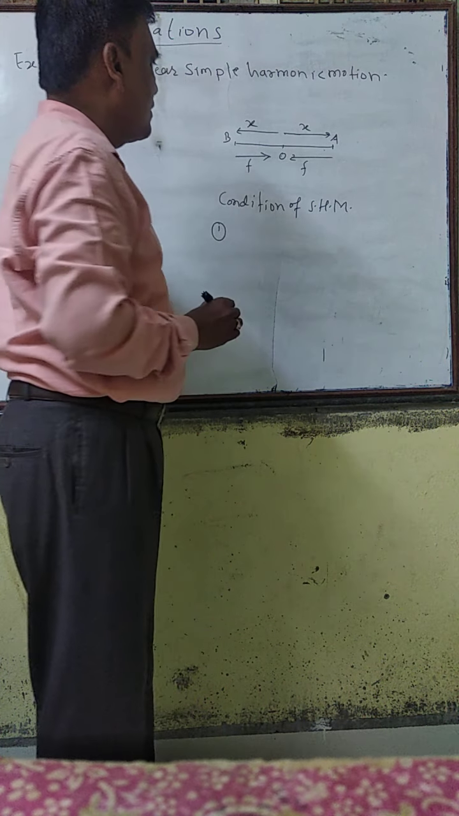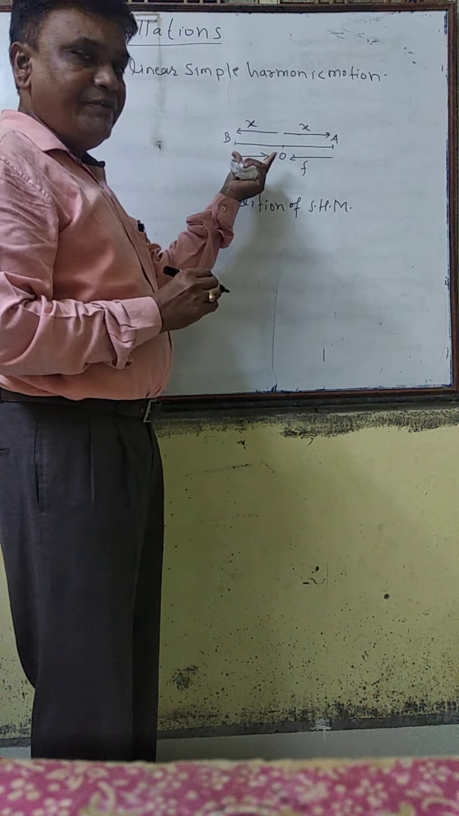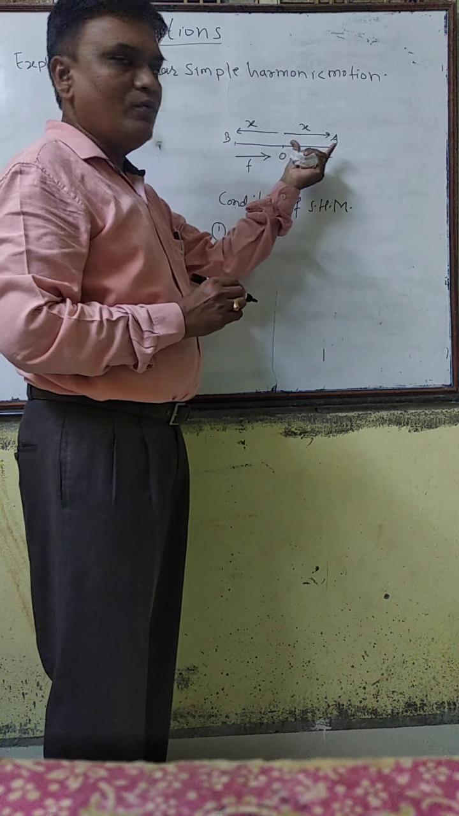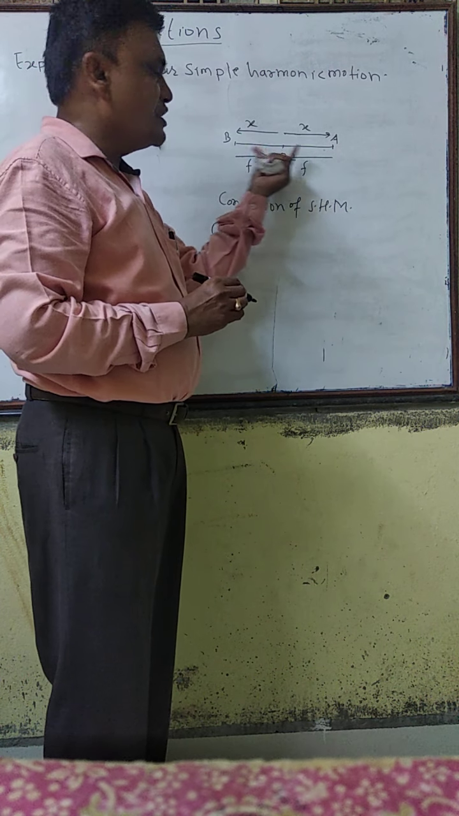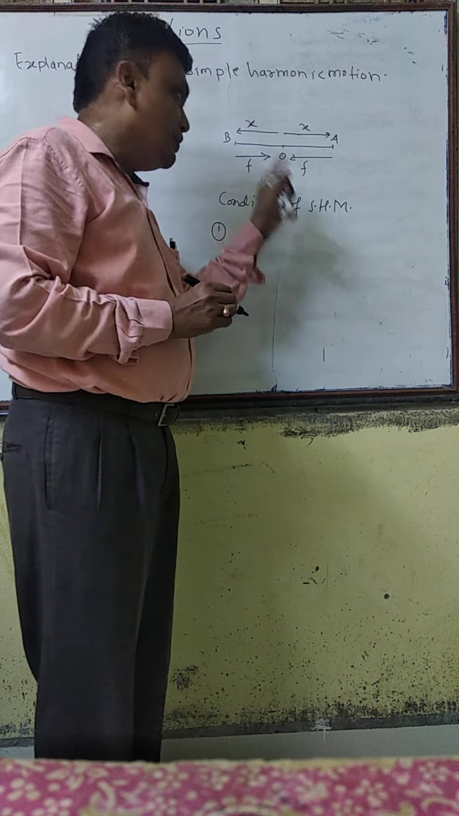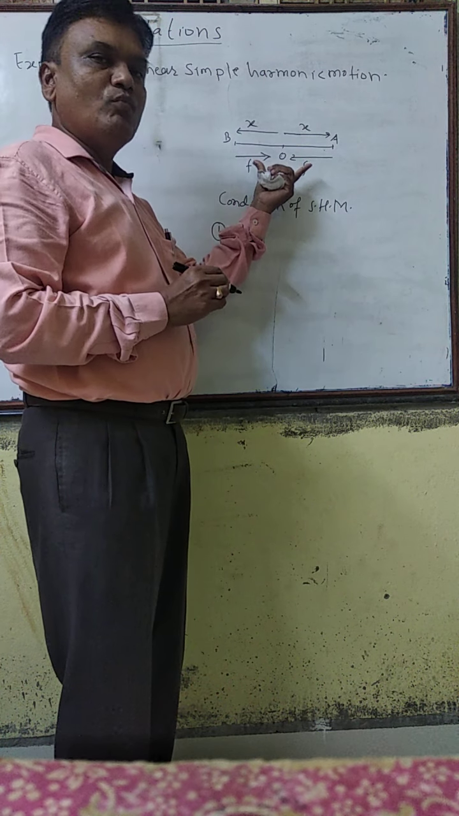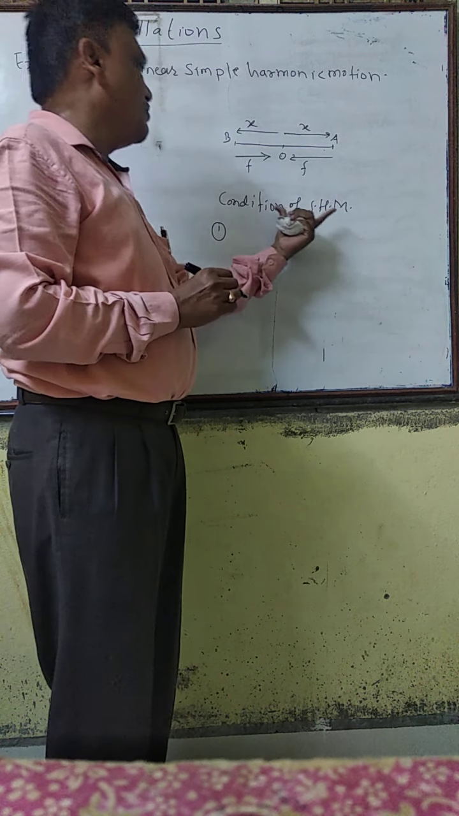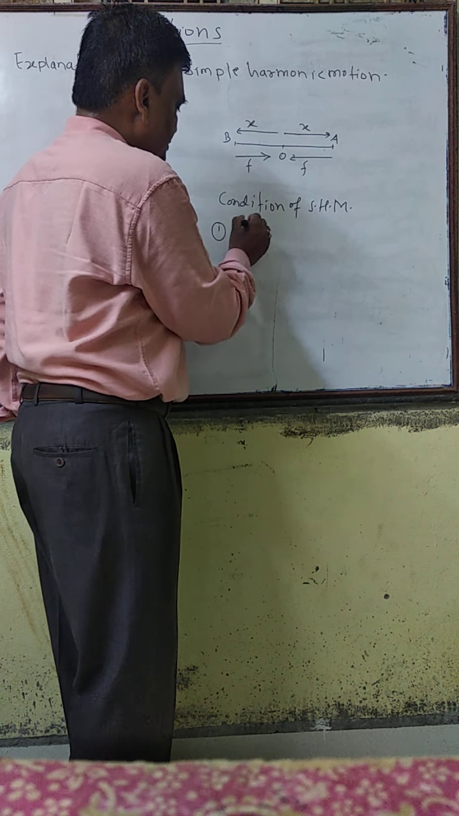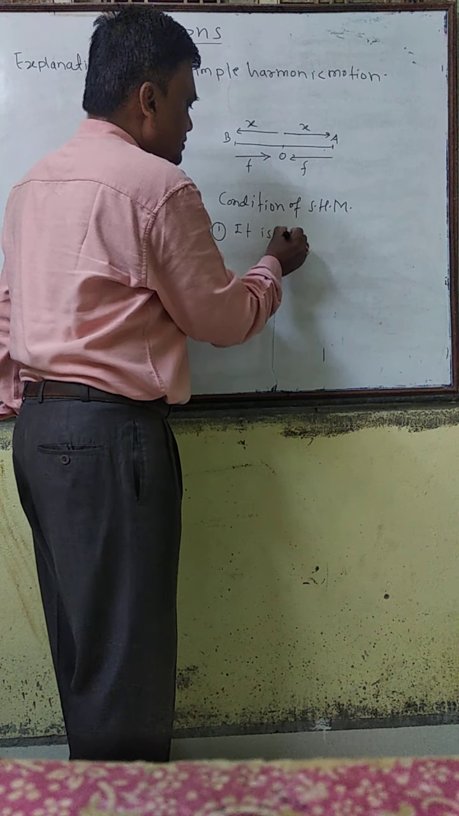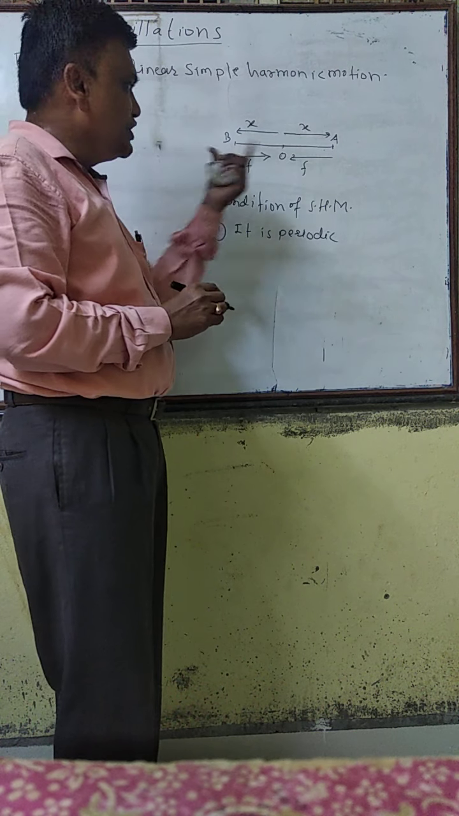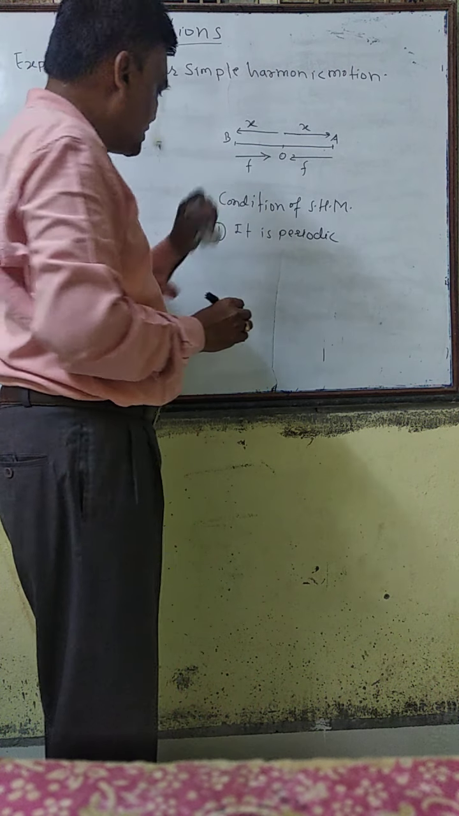Number 1, if an object performs to and fro motion along this path, it is linear simple harmonic motion. Why? Because this motion satisfies the conditions of simple harmonic motion. Number 1, it is periodic. This motion is a periodic motion. First condition.